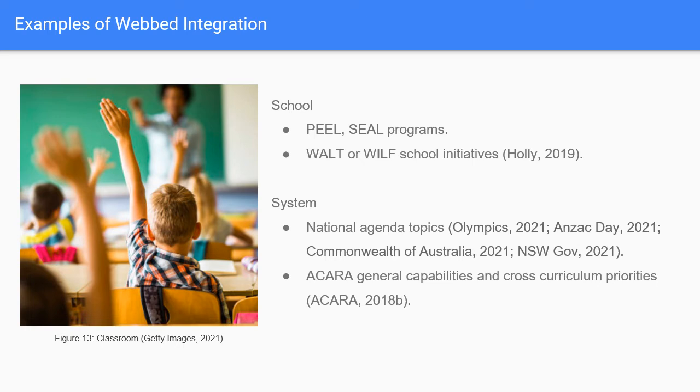times, and awards. Like the ACARA's general capabilities and cross-curriculum priorities, system-wide curriculum which is webbed into multiple subjects builds upon student understanding of meaning and importance.